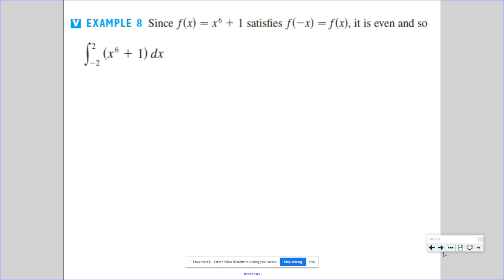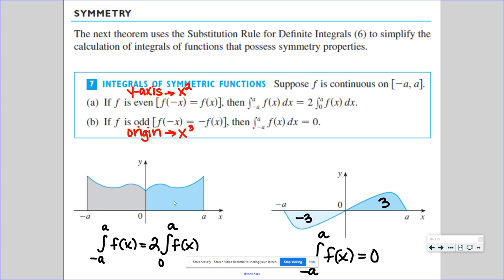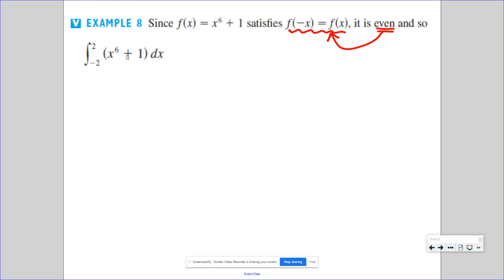Okay, so here's an example. If f of x is equal to x to the 6th plus 1, it satisfies f of negative x equals f of x. Basically, this is just the definition that says that it is an even function. So if it's an even function, it's going to have a scenario kind of like this first picture where the left side is equal to the right side. It's symmetric. So what would be the area from negative 2 to 2?